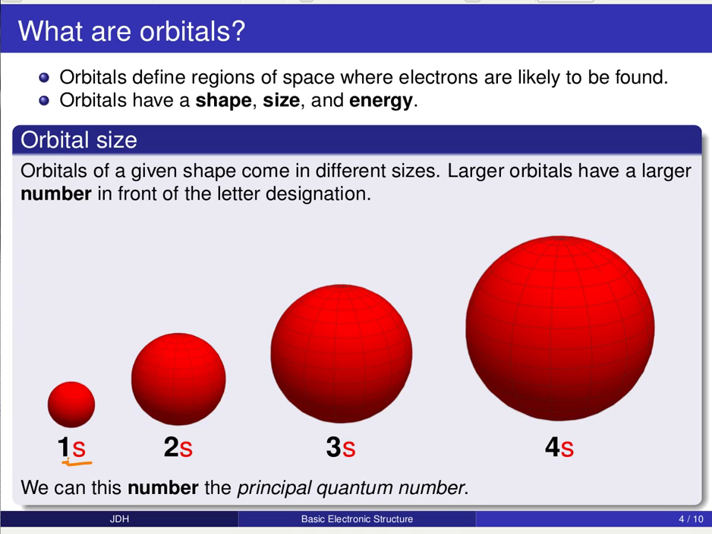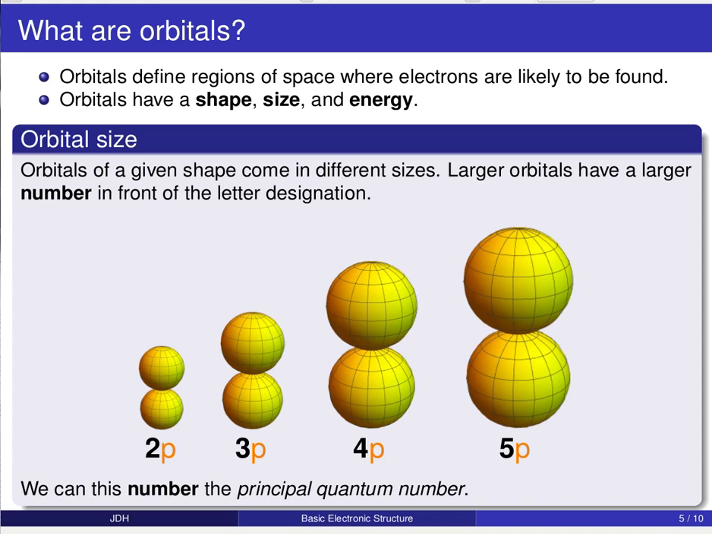We're going to denote orbitals of a larger size by a larger number in front of that letter designation. We're going to call this number the principal quantum number, often denoted by just an n. The principal quantum number for the smallest s orbital is 1. The principal quantum number for the second smallest s orbital is 2, then 3, 4, 5, 6, and again it goes up without bound. Each time you increase that value of n, you get a larger and larger orbital.